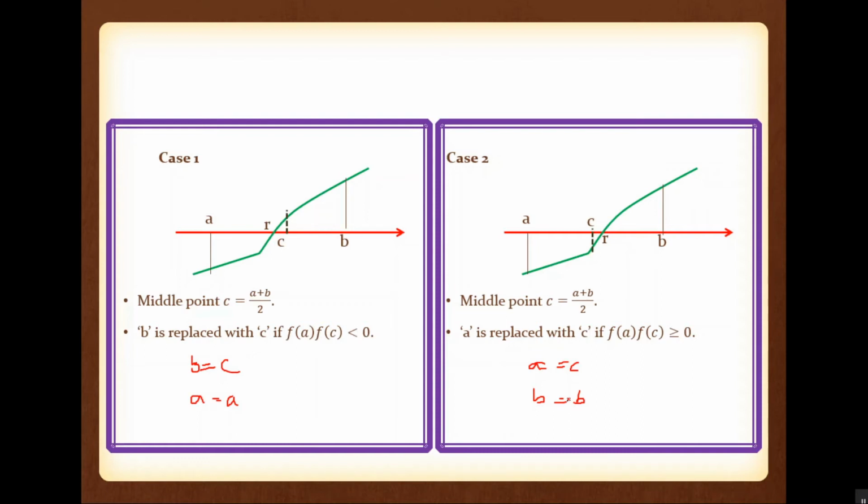Please note, during the first iteration, that is the 0th iteration, we are checking whether f(A)·f(B) is less than 0. It is used to check whether A and B are valid initial conditions. After that, during the remaining iterations, that is iteration number 1 to n, we are checking whether f(A)·f(C) is less than 0. If f(A)·f(C) is less than 0, replace B with C. If it is not less than 0, replace A with C. Please always remember this.